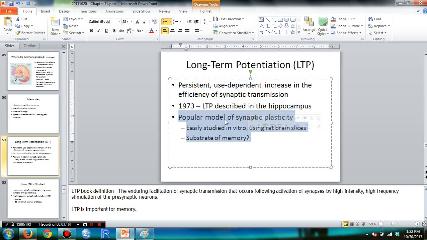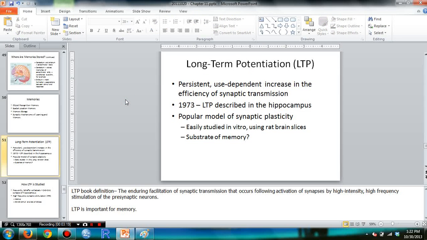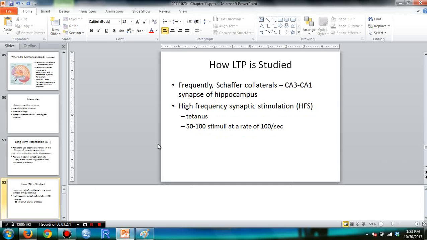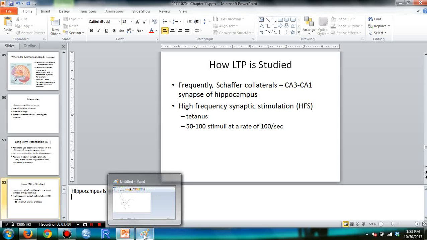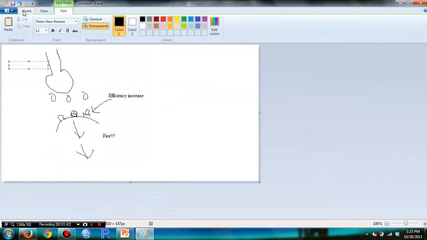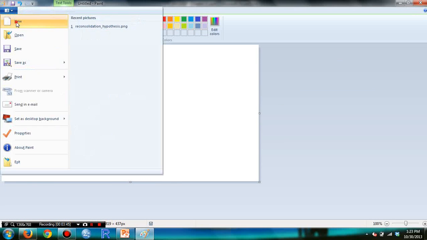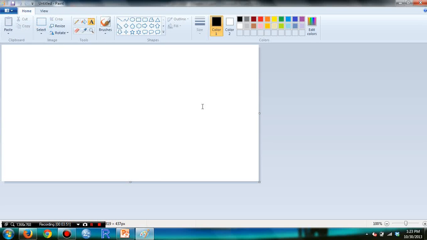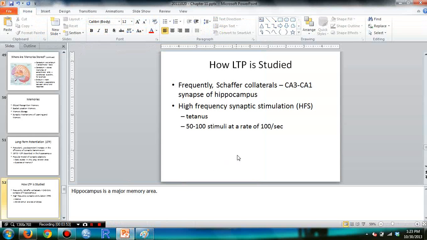Okay. So what does a typical LTP experiment look like? So it looks like this. And usually they use the hippocampus because the hippocampus is a major memory area, right? So we're going to use the hippocampus. But this could be other areas as well. Okay. And so the hippocampus kind of looks like this. The hippocampus kind of looks like a swirl. Remember that? If you cut the frontal view, it kind of looks like a swirl, right?